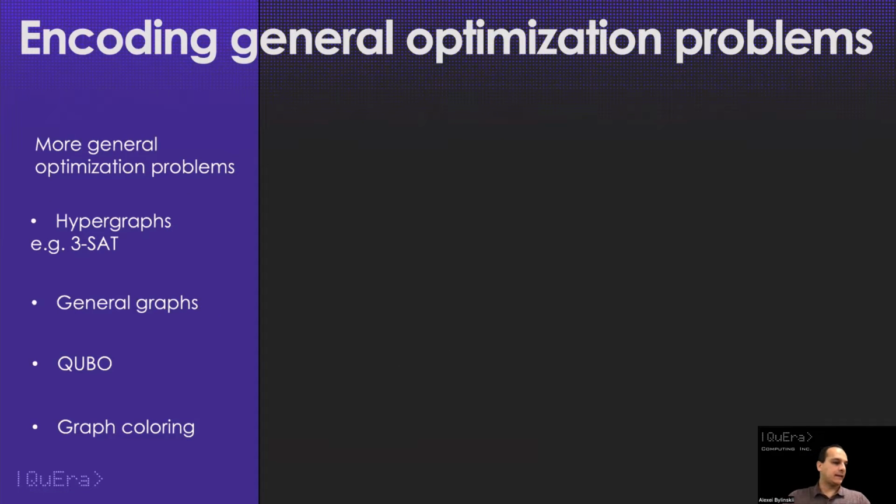I started by saying that unit disk graphs in a plane naturally get mapped onto our FPQA, and that is indeed the class of problems that has the lowest encoding overhead. However, there are ways to encode general graphs and more general optimization problems onto our FPQA, and that includes hypergraphs such as the 3-SAT problem, general graphs, quadratic unconstrained binary optimization problems, and general graph coloring. Let me give you a taste of how they can be done for general graphs.